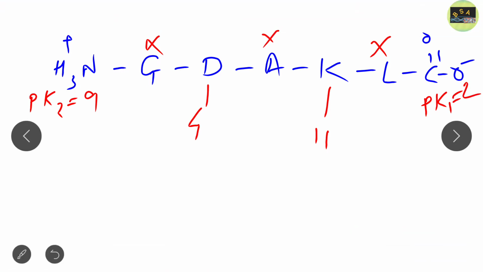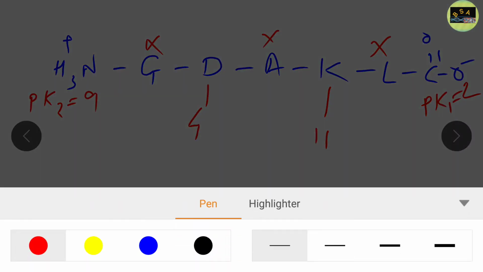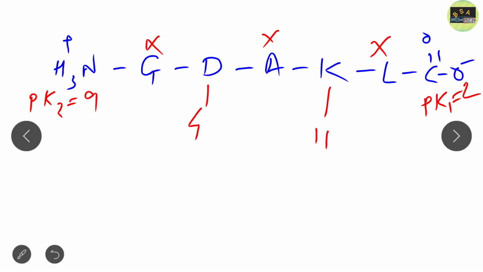So basically, now what we have to do, as I already told you, to calculate the isoelectric point of a mixed polypeptide chain, first of all you should calculate the charge at pH1. This is the first step. So what will be the charge at pH1?